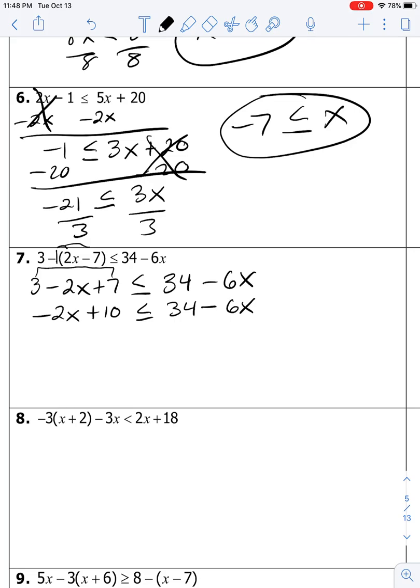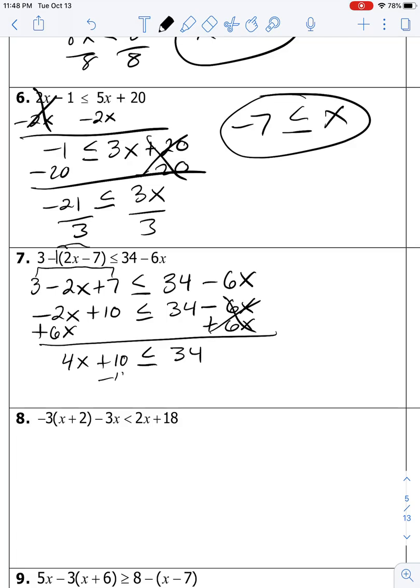All right. So now we got 2 choices. We can either add the 2 over, or we can add the 6 over. If it was me, I would add the 6 over. So that's now gone. We get 4x plus 10 less than or equal to 34. Down to a 2-step equation. So we're going to subtract 10. We get 4x is less than or equal to 24.